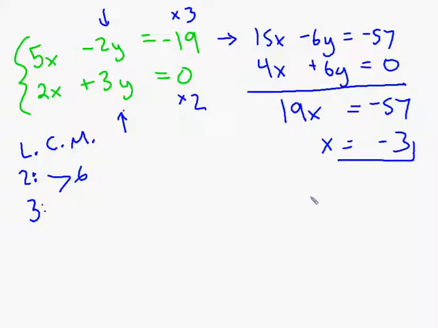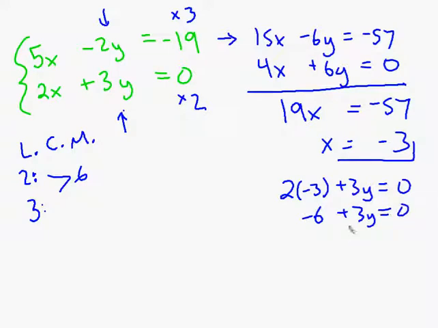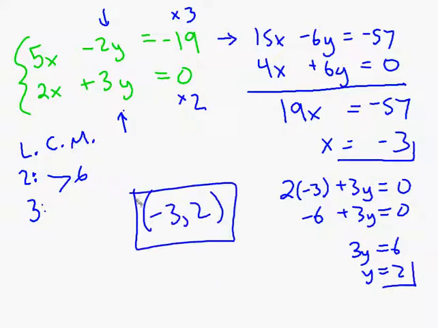Alright, what do I do with that 3? Yeah, and I can choose whichever one I want. I'll just choose the second one. So 2 times negative 3 plus 3y equals 0. So negative 6 plus 3y equals 0. Add the 6. Divide by 3. So my final answer, negative 3, 2. Now notice how these line up. I need them to line up. x, y equals a number.